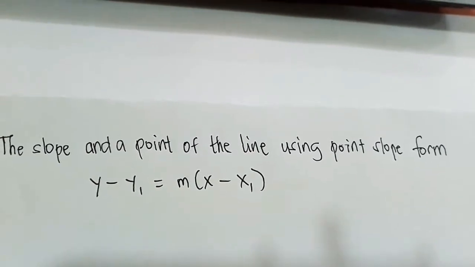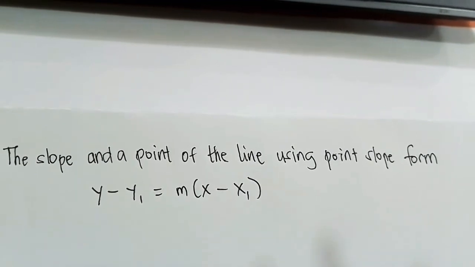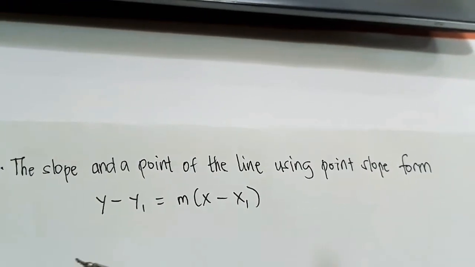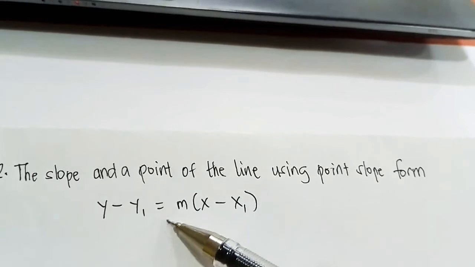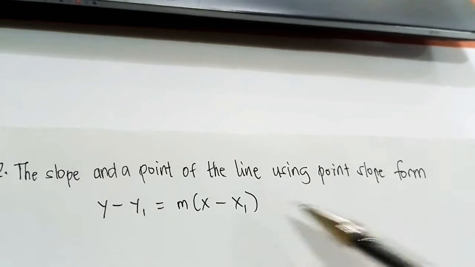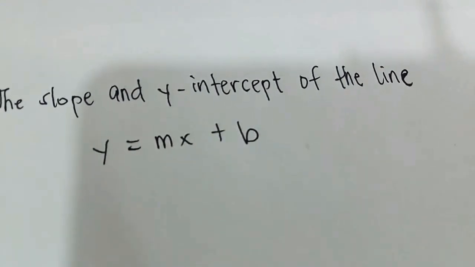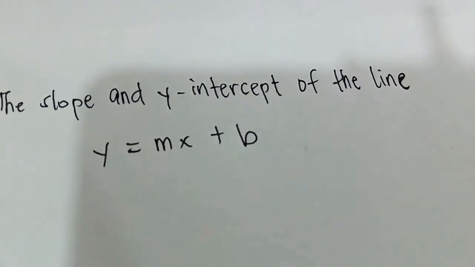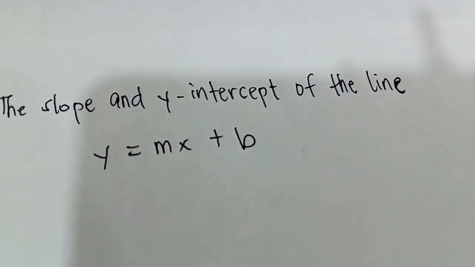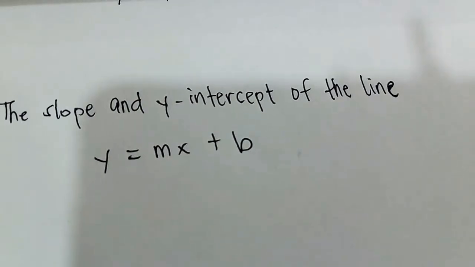Second, we can determine the equation of a line given a slope and a point using the point-slope form, which is y minus y sub 1 equals m, which is the slope, times x minus x sub 1. Third, given the slope and y-intercept of the line, we can use the slope-intercept form y equals mx plus b.